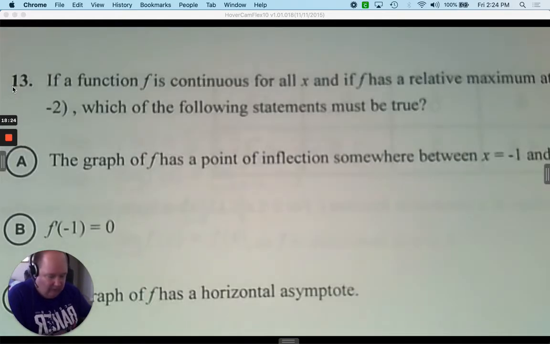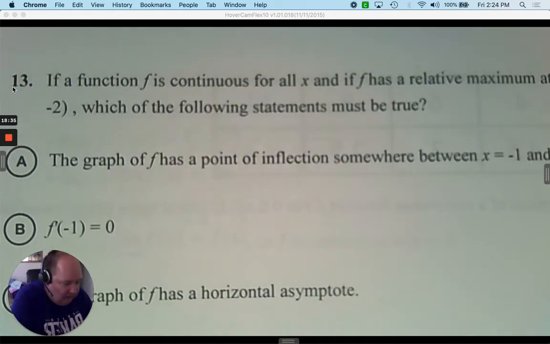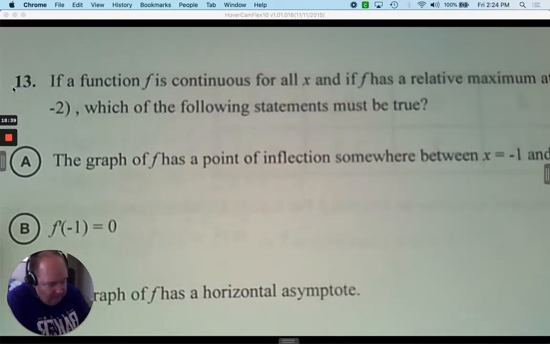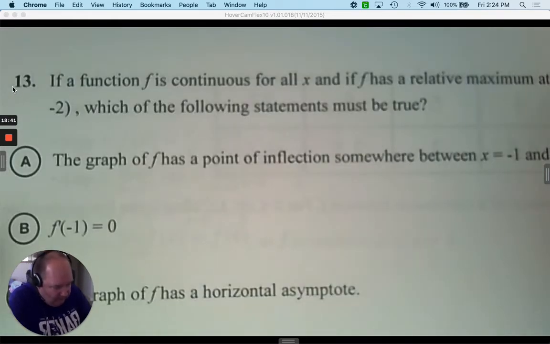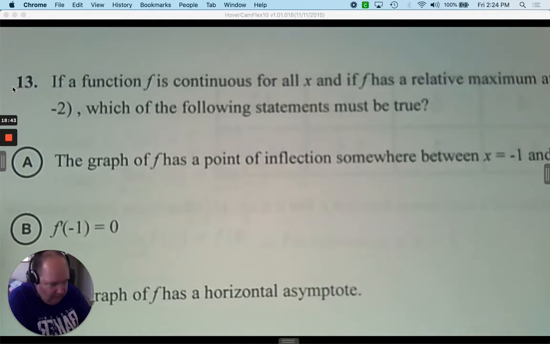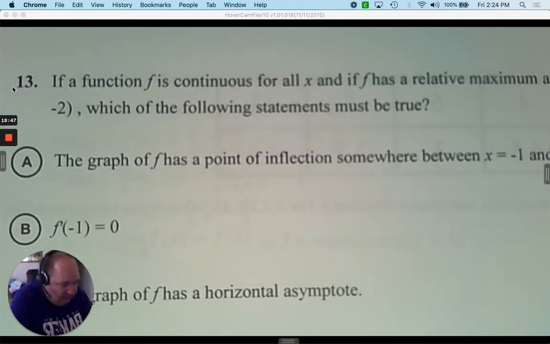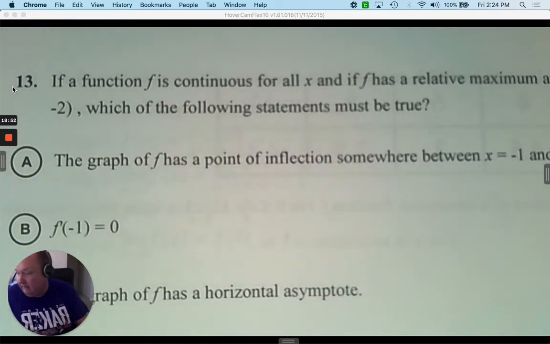In number 13, if a function f is continuous for all of x, and if f has a relative maximum at (-1, 4) and a relative minimum at (3, -2), which of the following statements must be true? So a function is continuous and has a relative maximum when x is -1 and a minimum when x is 3. The graph of f has an inflection point somewhere between -1 and 3. There does not need to be an inflection point.